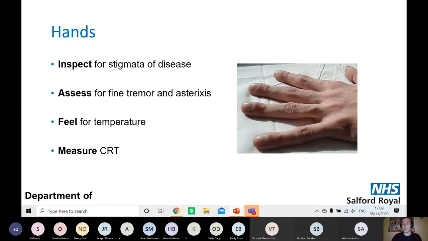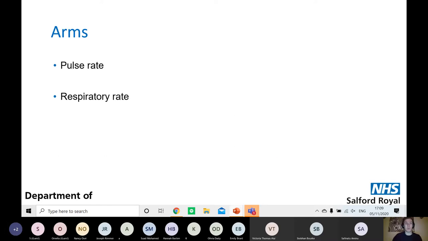There are loads of different causes of clubbing, and we're going to come on to more of them a little bit later on. But what we've got so far from our examination is a slightly older patient who's got some evidence of clubbed fingers. So as we're moving our way up the arm, measure the pulse and say, I'm just going to ask you just to sit still for a moment whilst I feel your pulse.